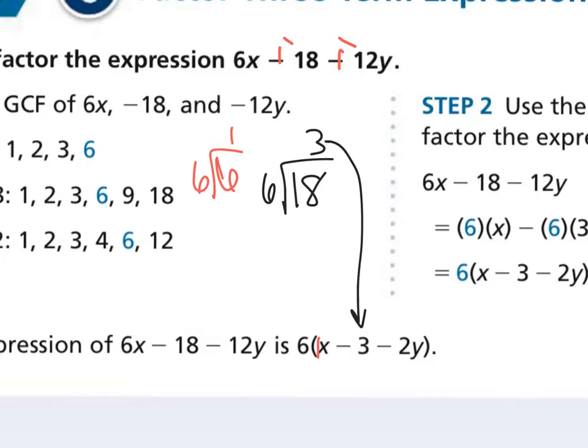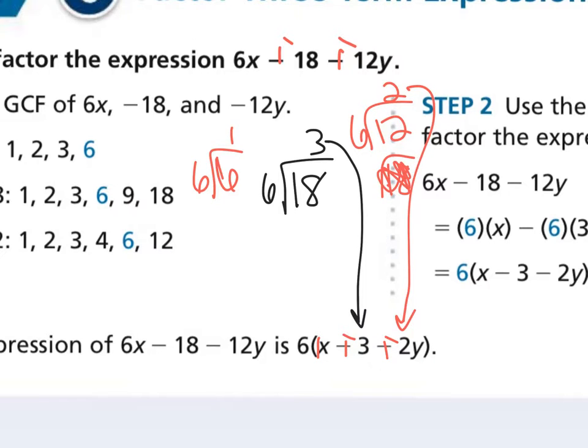If you want to add the opposite on these, by the way, would be fine as well. And then 12 divided by 6 would be 2. That's how they got the 2 here. Again, that would need to be a negative 2y for that to work out. So this would be our factored form for that problem.